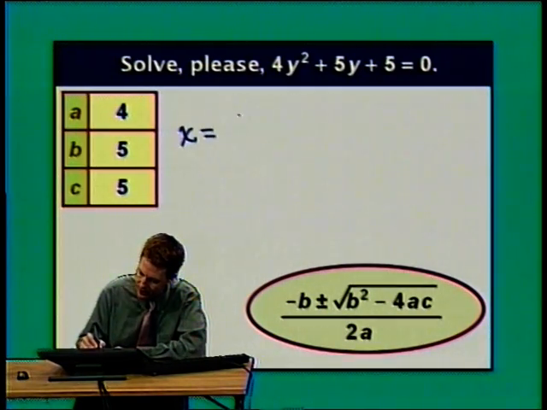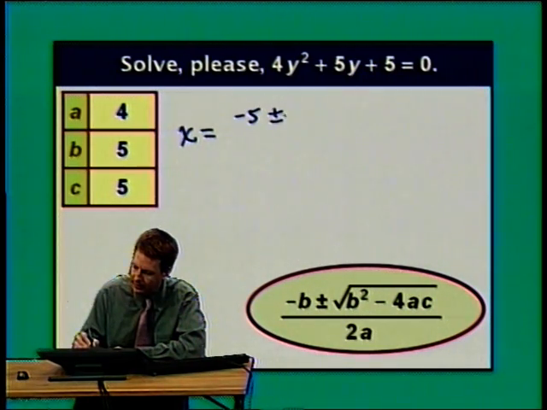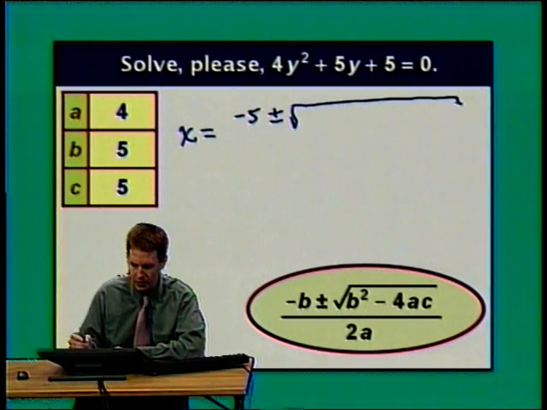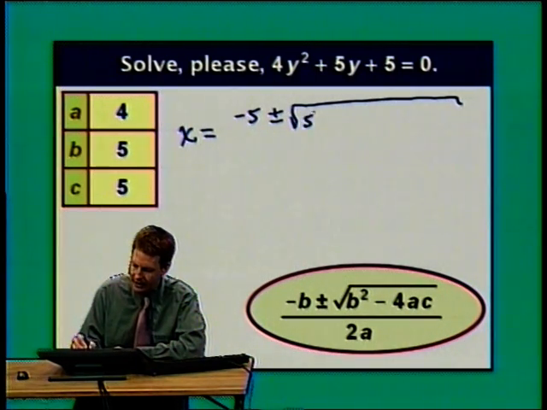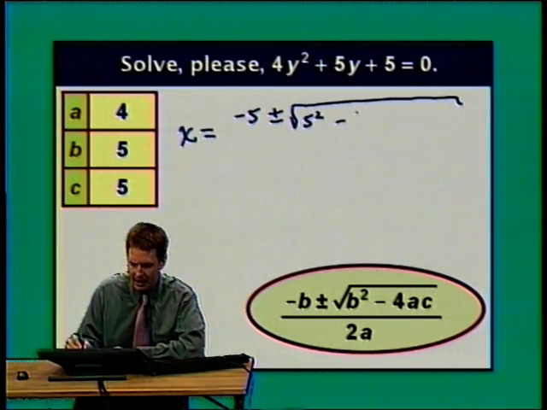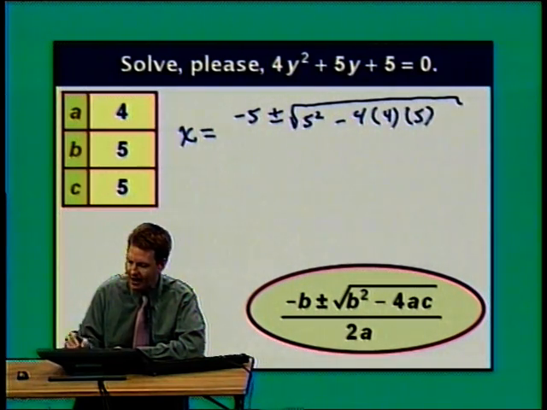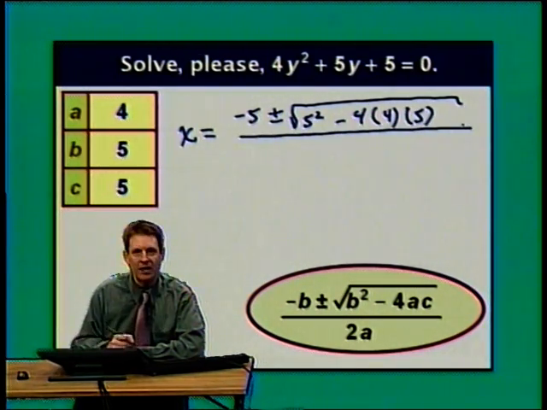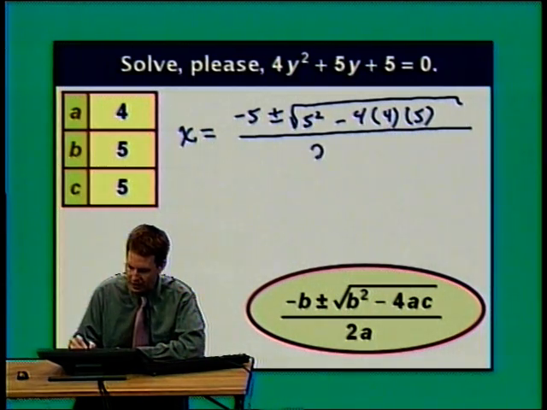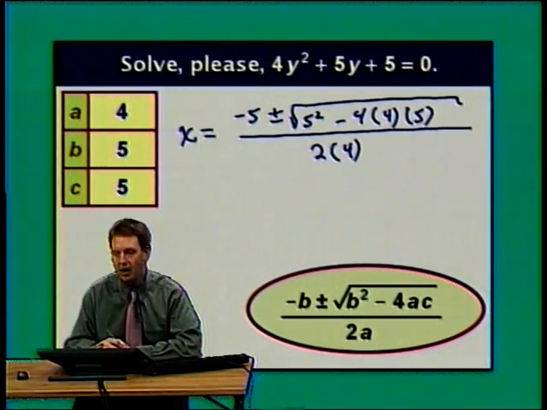X equals the opposite of b, so that's negative 5, plus or minus the square root of b squared, that's 5 squared, minus 4 times a, which is 4, times c, which is 5. And this is all taking place over 2 times a. So that's 2 times 4.